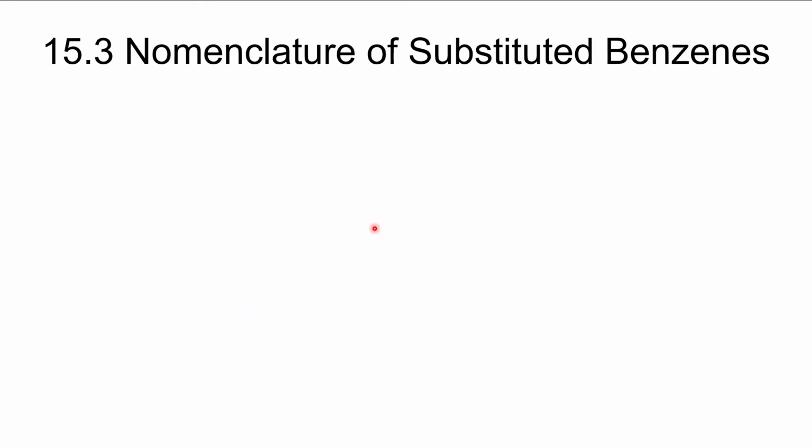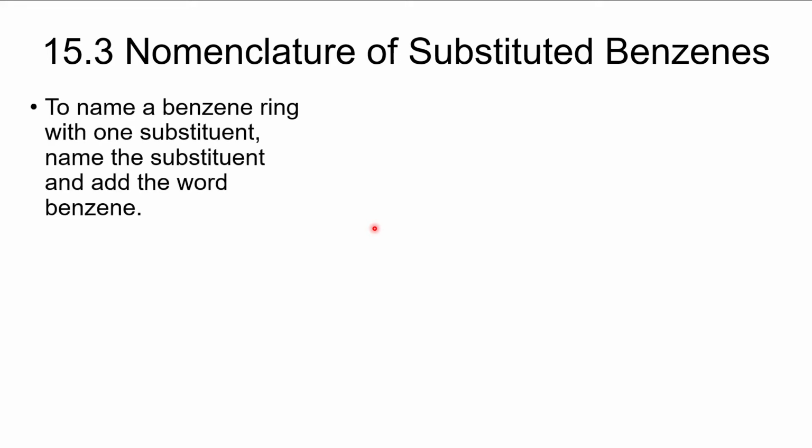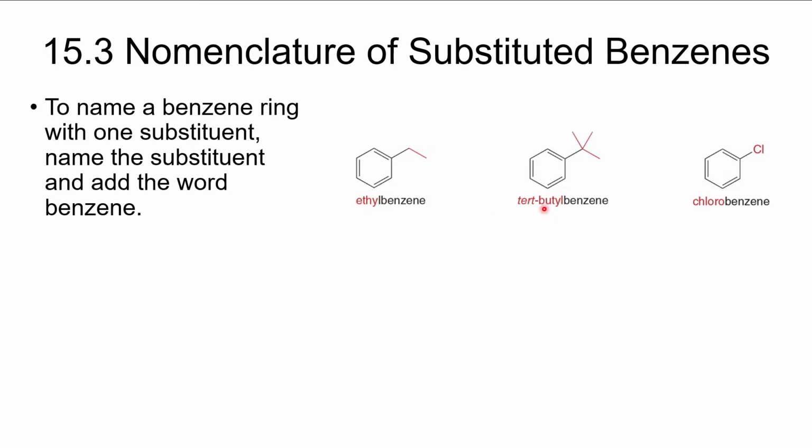Next, we want to look at the nomenclature for these aromatic hydrocarbons, these substituted benzenes. To name a benzene ring with one substituent, you simply name the substituent and then add the word benzene to the end. It's pretty easy. And because wherever that substituent is carbon 1, we don't have to put a number on monosubstituted benzene rings. So this is simply ethylbenzene, tert-butylbenzene, and chlorobenzene.